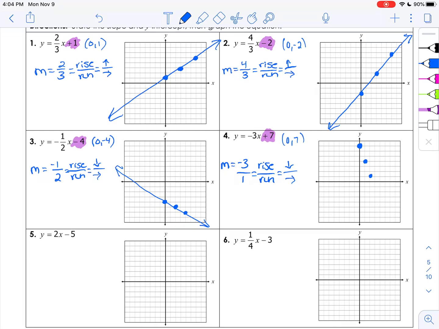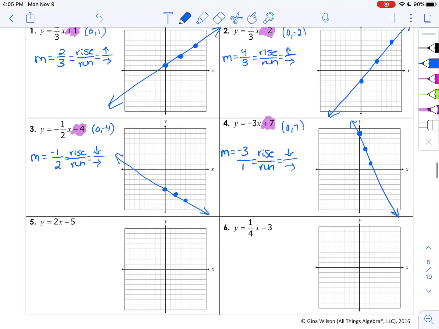And once we have at least 3 points, we can connect those points all the way through our graph with arrows on the end. You can continue going down 3, right 1 until you run off of your graph. This just gives you more points and more of an accurate picture. But you technically only need 3 points to graph the line.